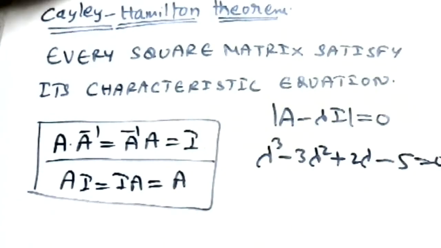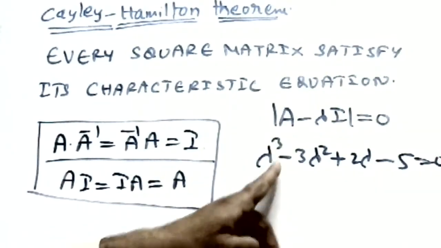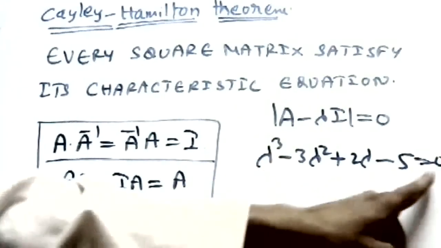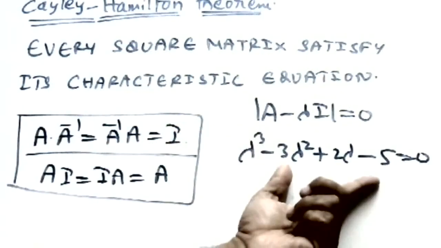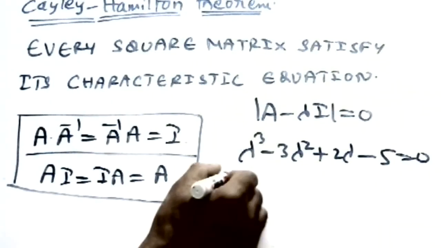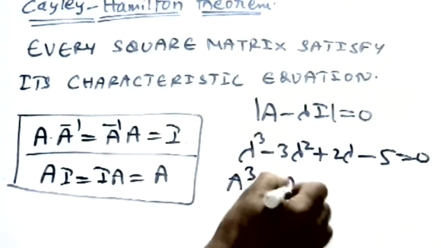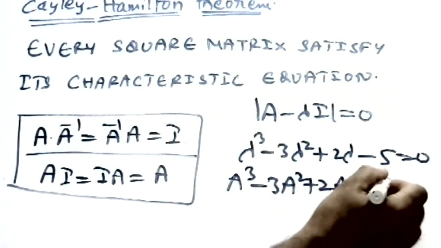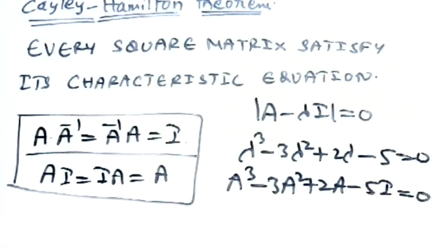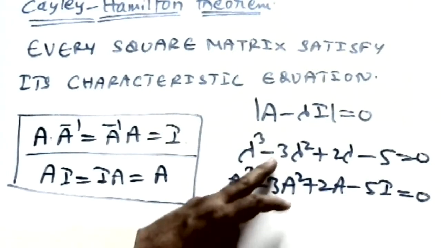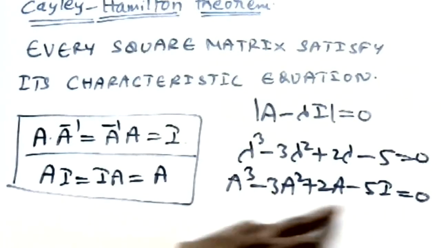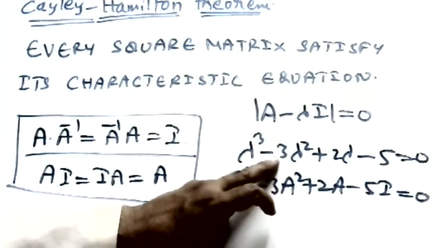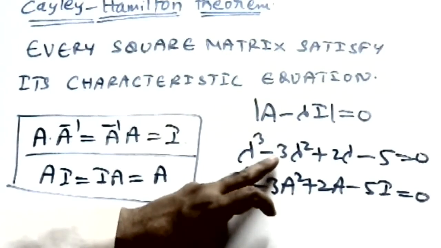Now, what is the meaning of the Cayley-Hamilton theorem? It means if we put the matrix A in place of lambda, we must get 0. Every square matrix satisfies its characteristic equation. So A cube minus 3A square plus 2A minus 5 into I must equal 0. Watch carefully. When we put A in place of lambda, if we get 0, we say the square matrix satisfies its characteristic equation.